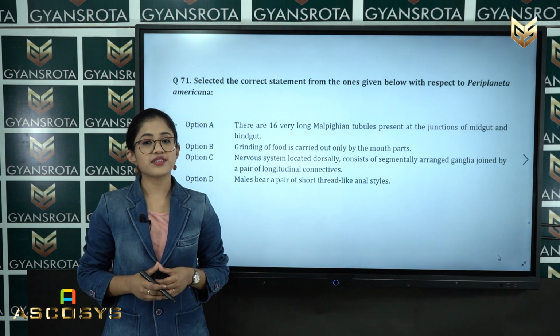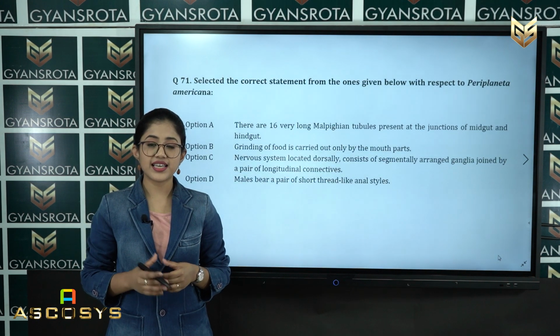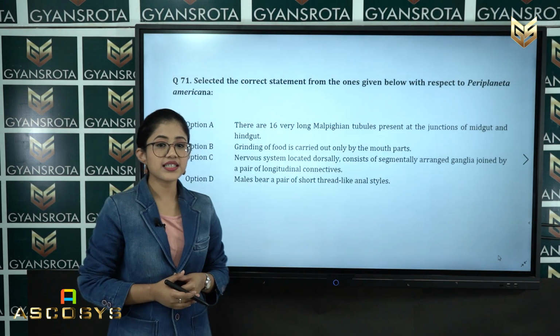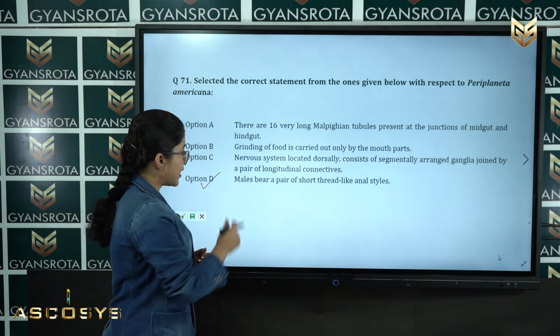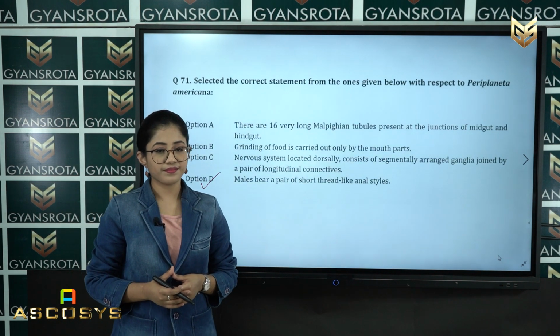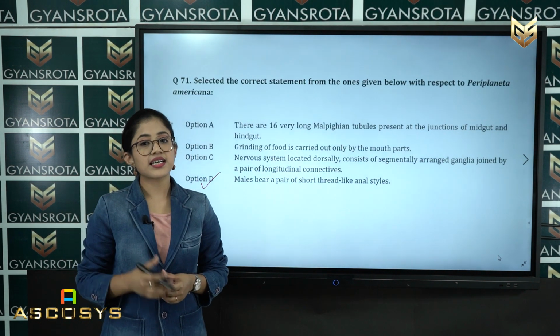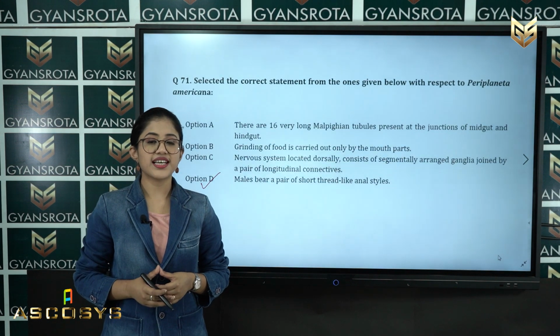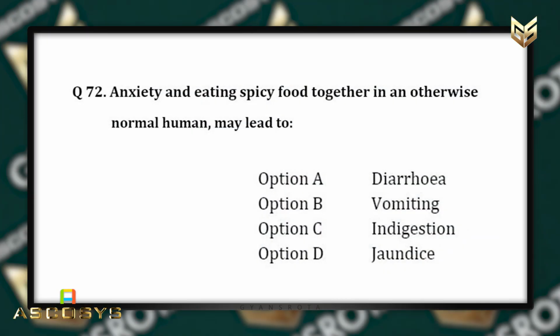This is from the chapter structural organization in animals. So, what is the correct answer? The correct statement is option number D, which states males bear a pair of short thread-like anal styles. So, this is the correct answer for this question. Now, let us see the next question, that is question number 72.